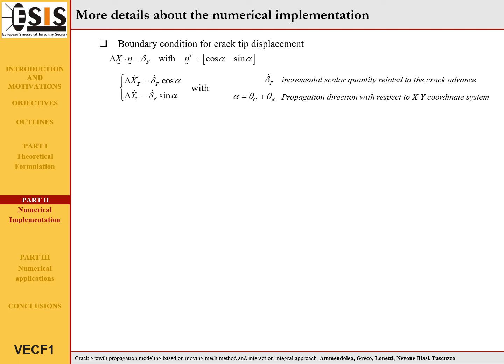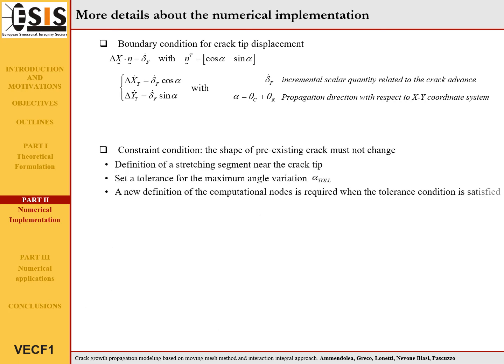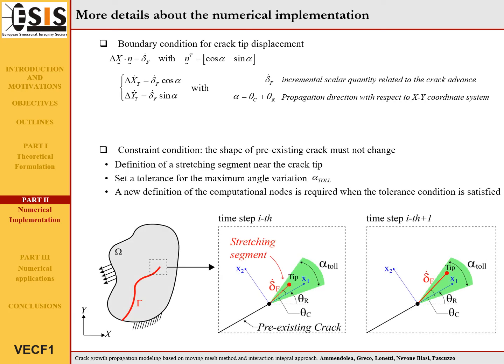A further condition is imposed in order to require that the shape of pre-existing cracks must not change. This condition is guaranteed by defining small stretching segments near the crack tip describing the instantaneous propagation. A tolerance value of the angle variation of the stretching segment with respect to the local crack system is imposed. When this angle tolerance is satisfied, the geometry of the problem and then the computational node are updated. This strategy ensures a reduced number of remeshing procedures, thus promoting a great reduction of computational time.